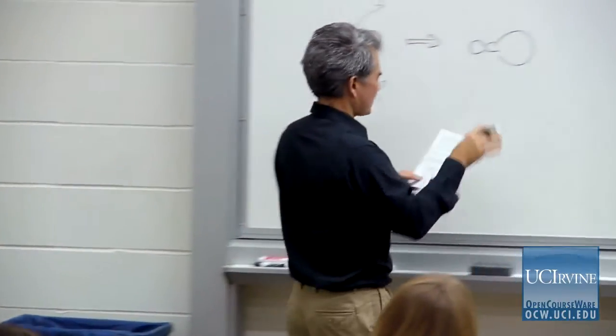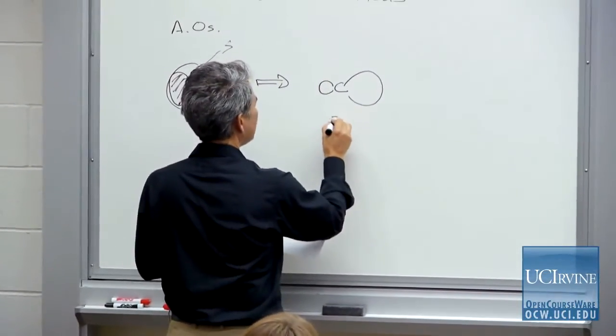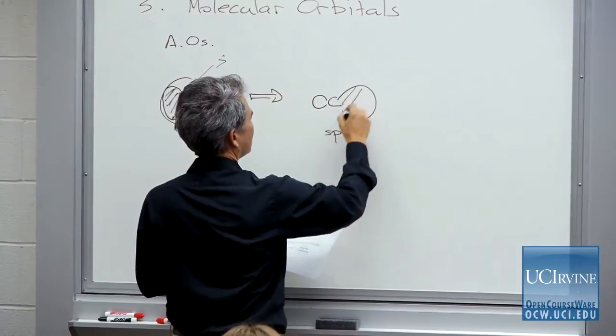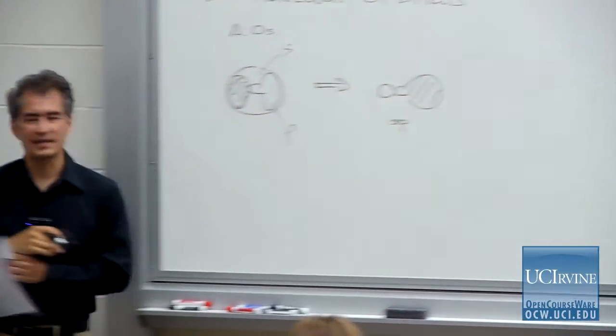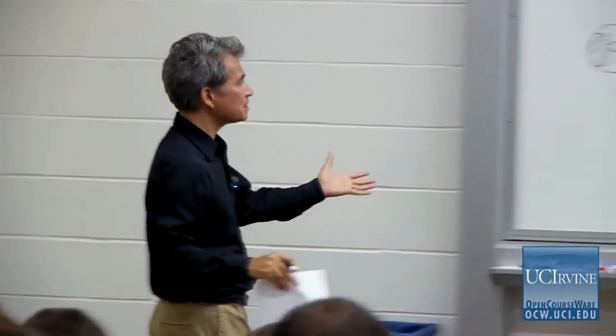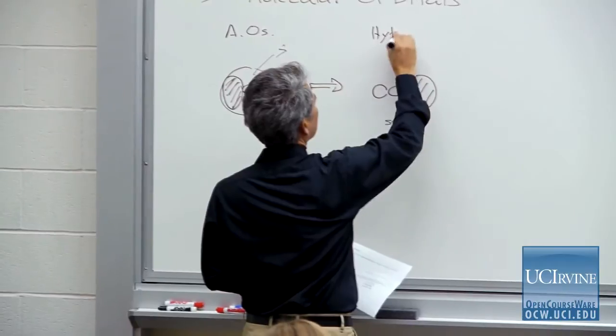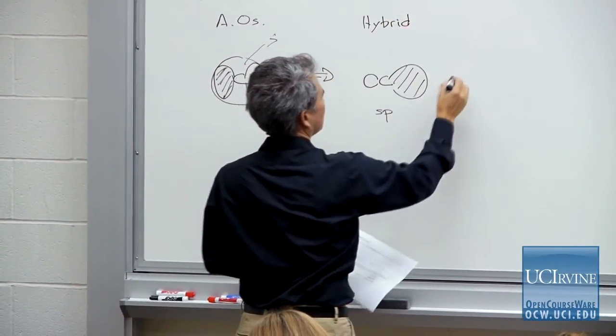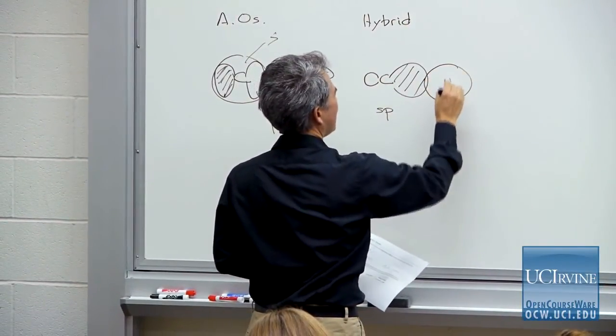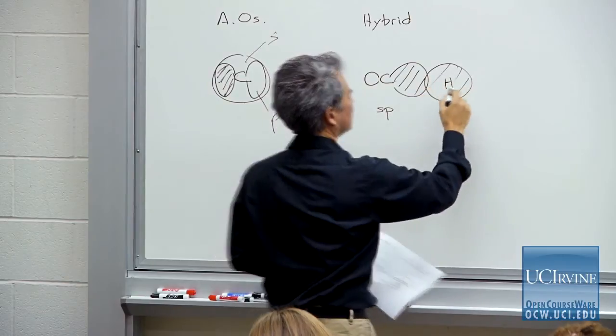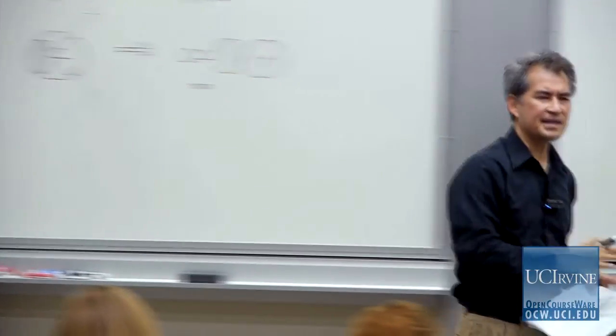An s orbital and a p orbital can get together to make two different sp type orbitals. So here's one of the two sp orbitals. I'm going to draw this particular one with that phasing combination. And I can imagine this interacting with another atom to make a bond. So this is my hybrid orbital here. And I'll draw that interacting with a hydrogen atom.